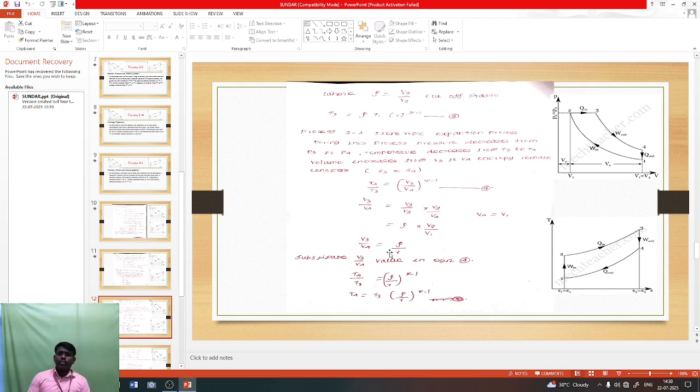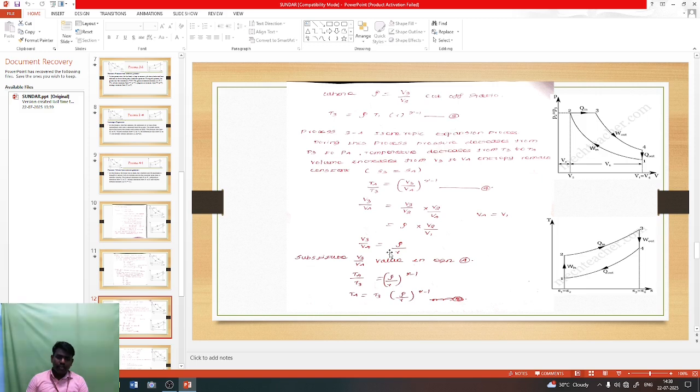So now we are going to process 3 to 4. 3 to 4 means the isentropic expansion process. During this process, pressure decreases from P3 to P4. You can see our PV diagram, so pressure has been reduced from P3 to P4. Temperature also decreases from 3 to 4. Volume increases from V3 to V4. Entropy remains constant, S3 to S4.